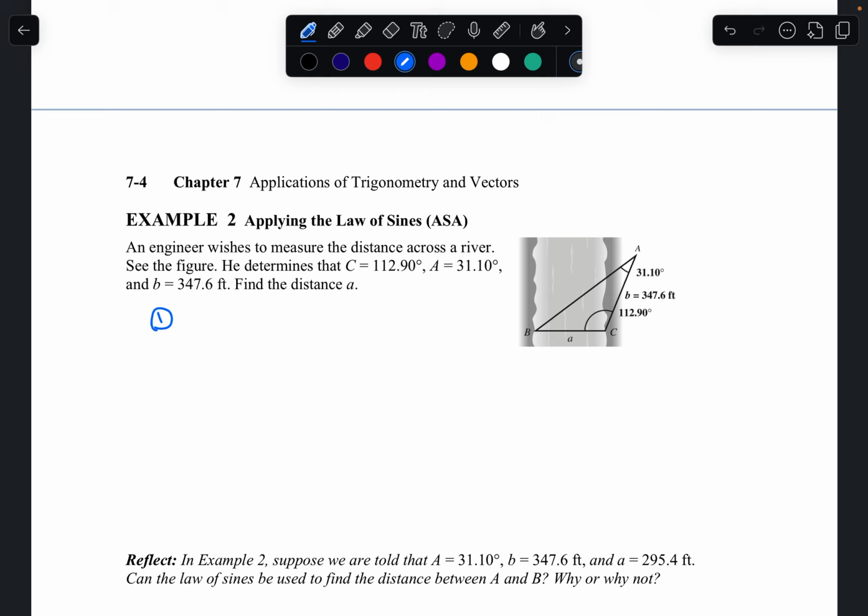So again, we're going to start out and we're going to find angle B in this case. We're going to need angle B. So it's 180 minus the sum of 31.1 degrees plus 112.9 degrees.